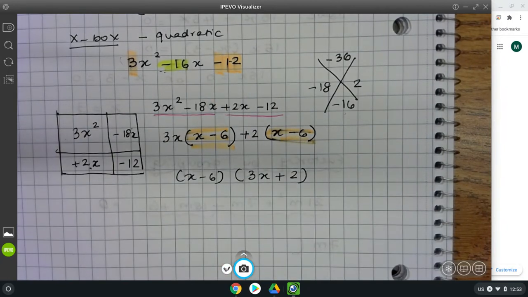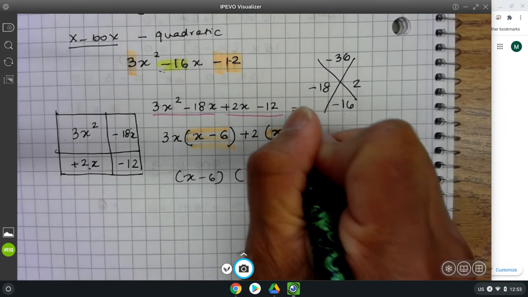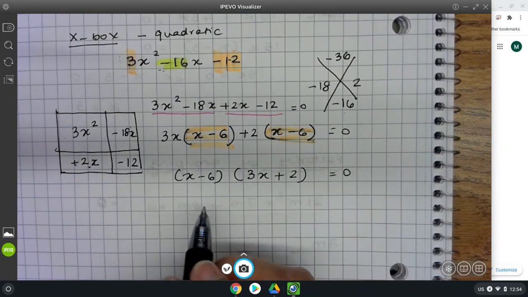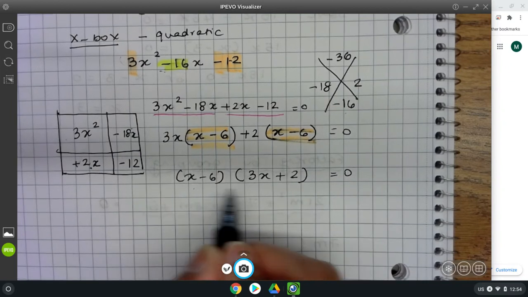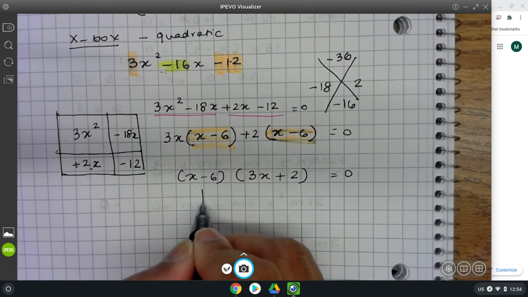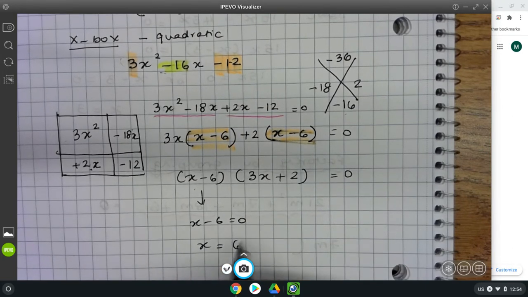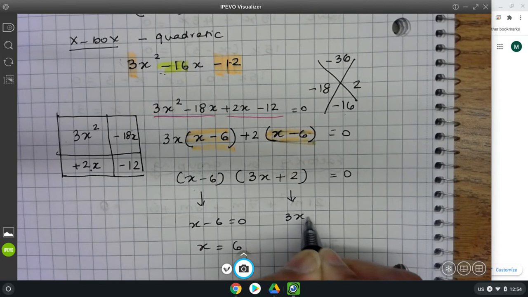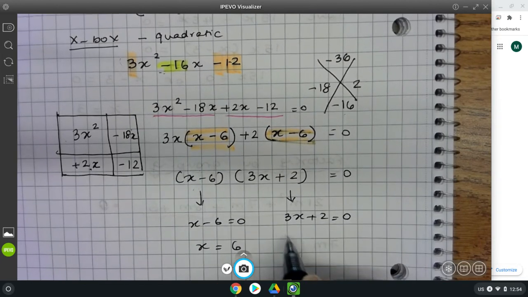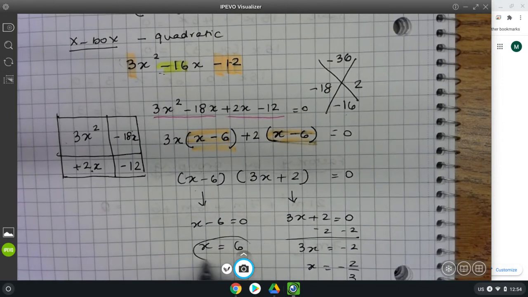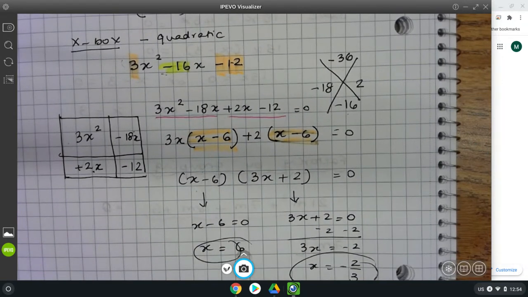If this were a quadratic equation, then I would make it equal to 0. Once I have it up to this point, I'll say, okay, for this to be 0, either this is 0 or this is 0. If this is equal to 0, then x is equal to 6. If this is equal to 0, then I take away 2 from both sides. I have 3x is equal to negative 2, or x is equal to negative 2/3. And I have my two solutions.